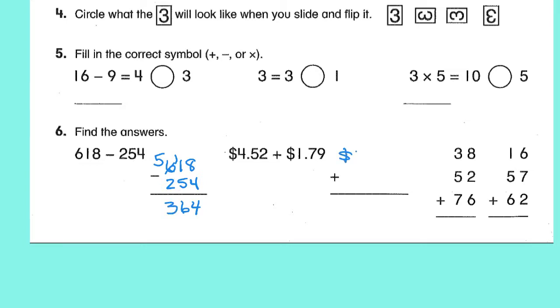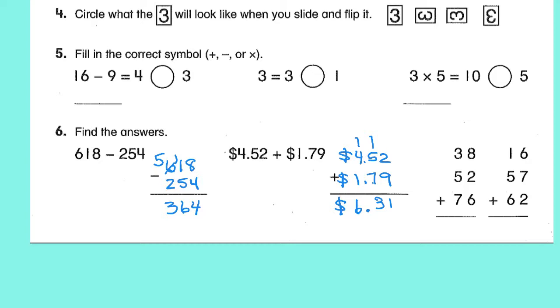All right, so let's write our $4.52 and our $1.79. So we are adding, so 9 plus 2 equals 11. 7 plus 6 equals 13. And 4 plus 1 is 5, plus 1 more is 6. Make sure we put our decimal and our dollar sign.